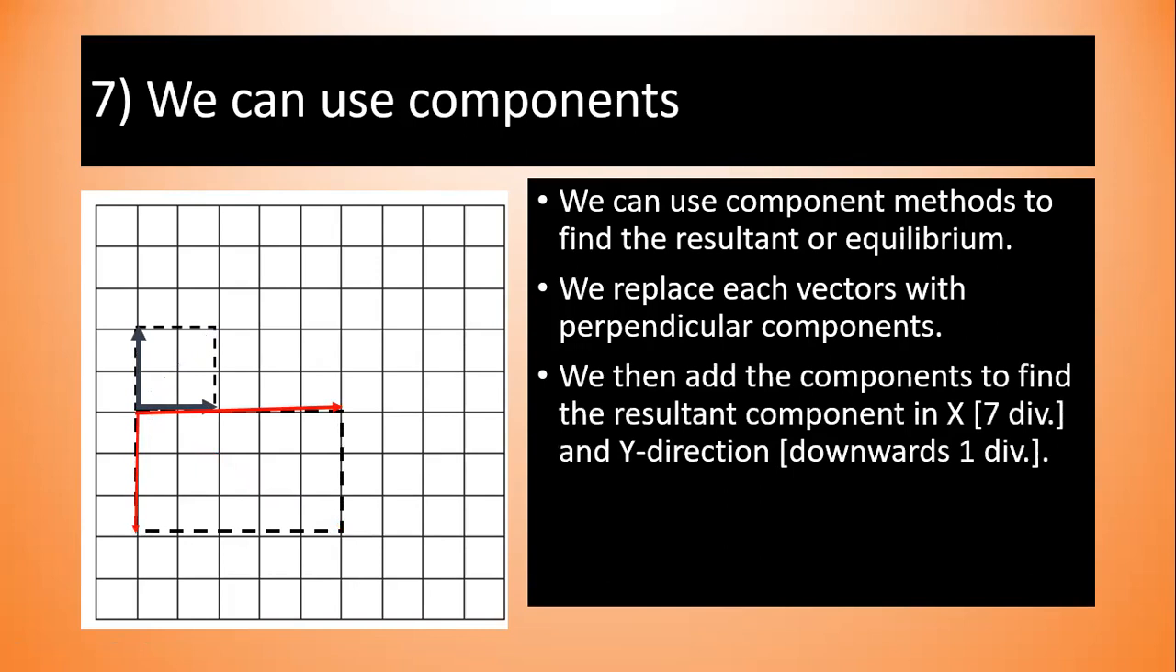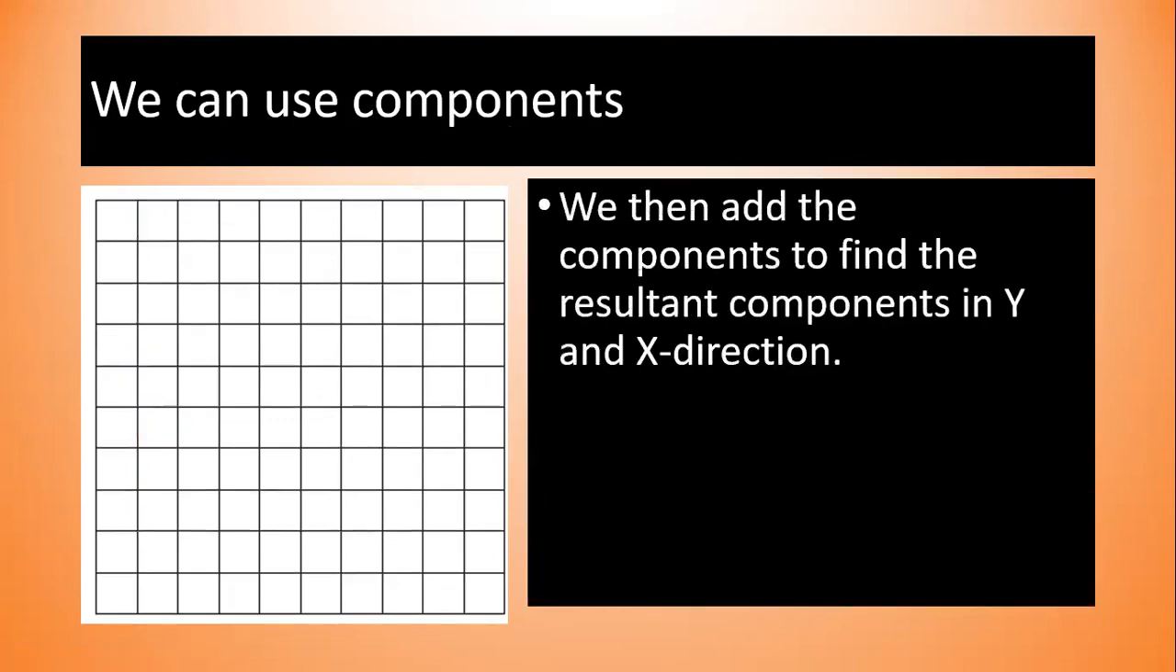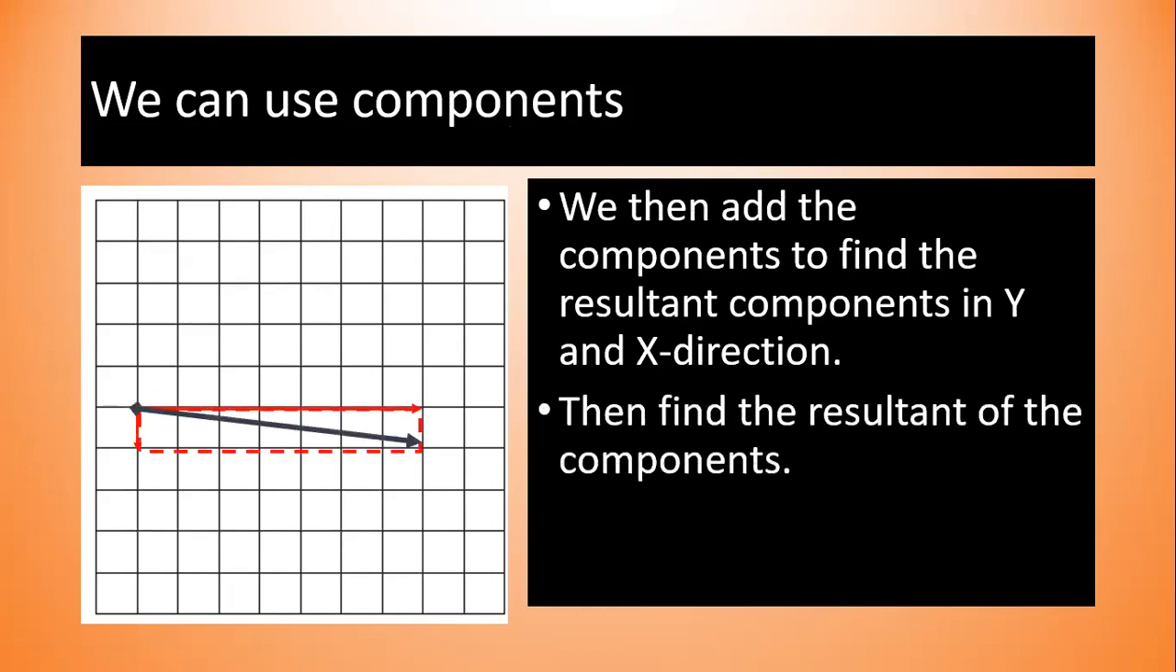Then we can add all the components in the same direction. Right? In this case, x is 2 plus 5 is 7. And this one is larger, 3. This is 2. So there's a resultant going down. Y is going downwards there. And then this is 7. And we can complete the rectangle and find the resultant. Okay, this is just to emphasize the same thing, that's all. Right, the resultant of the components.